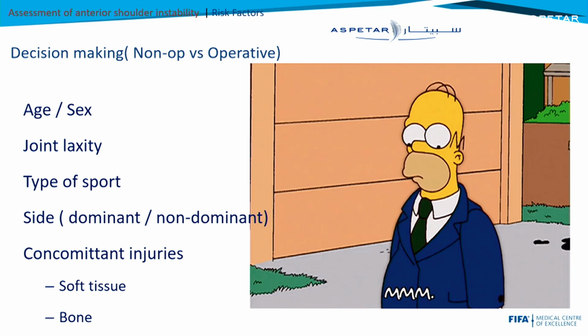I have a checklist: the age of the patient, sex, athletes, joint laxity, type of sports, and dominant versus non-dominant side. Another issue is concomitant injuries, which are the main issues that make me decide on surgery and also on the type of surgery, because you will see soon there are many different types of surgeries we do to treat these instabilities.